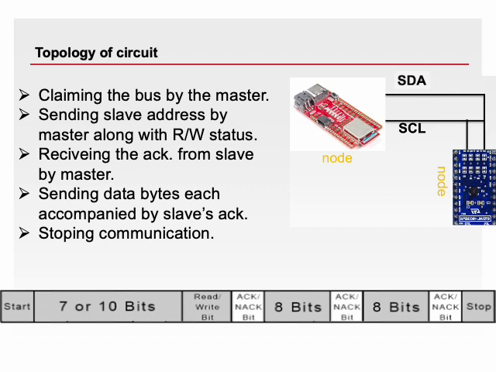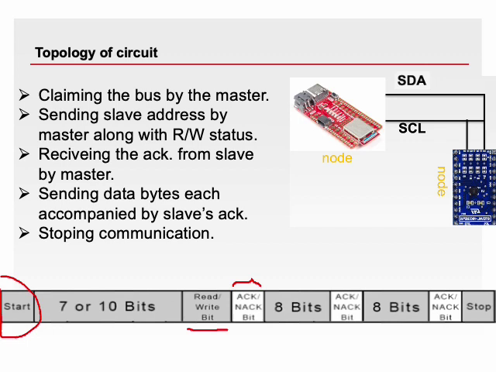The first step is the claim of the bus by the master through the start condition. After specifying the slave and master nodes, the master sends the address of the slave node, followed by a bit that indicates whether the master aims to read data from the slave or send data to the slave. At this point, it is the slave's turn to confirm the receipt of this information by sending its acknowledgement to the master.